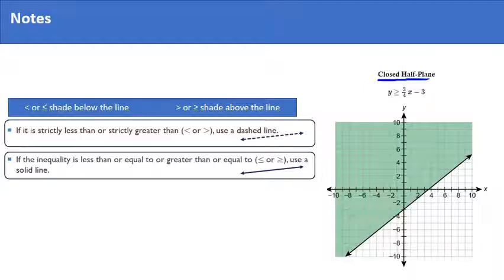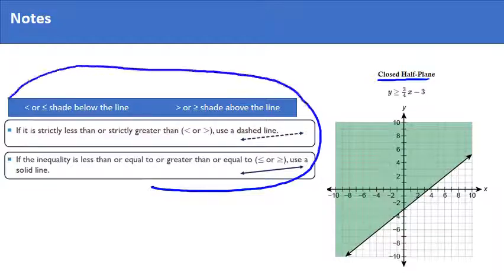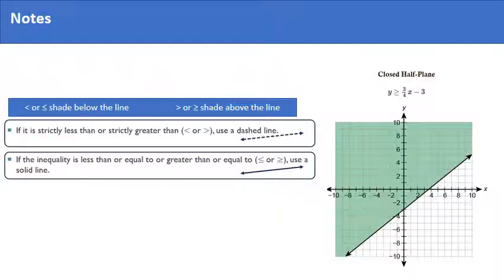And also don't forget that if you have less than or less than or equal to, you shade below the line. Okay? And then if it's greater than or equal to, you shade it above the line. Now if it's just greater than or less than, it's a dashed line. That means it does not include where the line's at. And then if it's equal to, if you have the equal sign underneath it, it's a solid line. Okay, so these are important notes right here. I would suggest taking a screenshot of that right there just in case you need it.